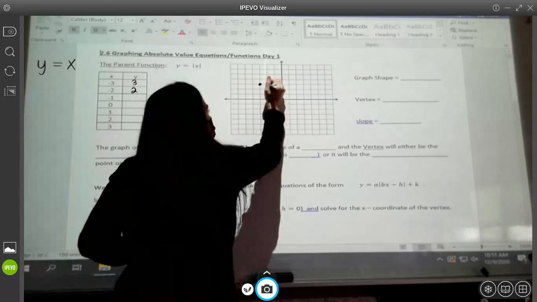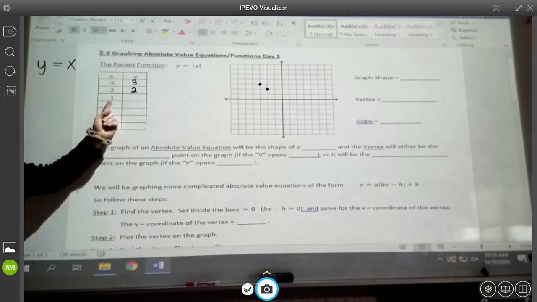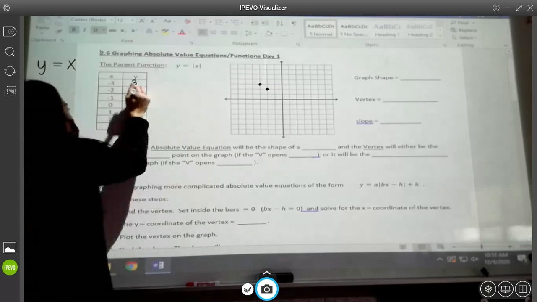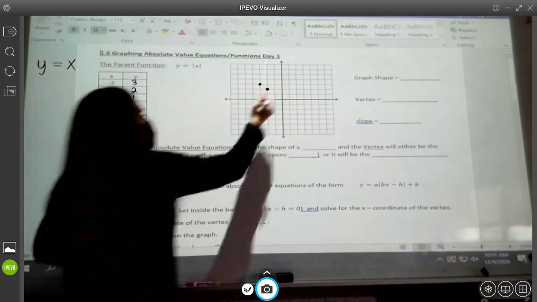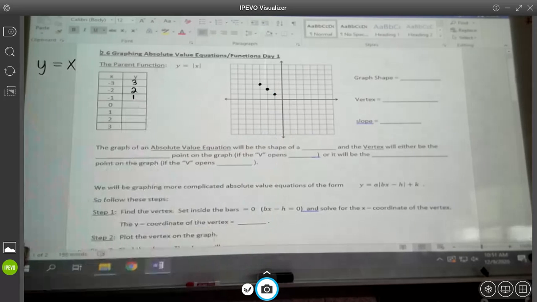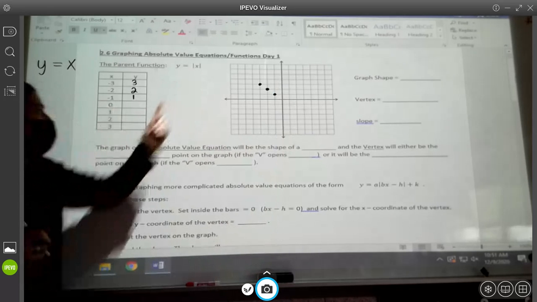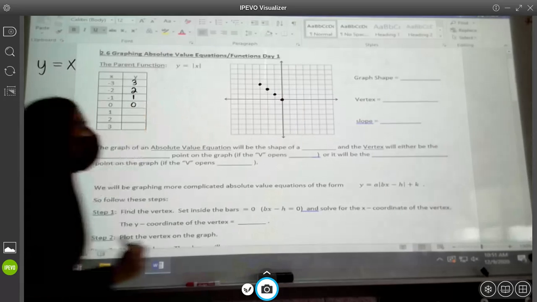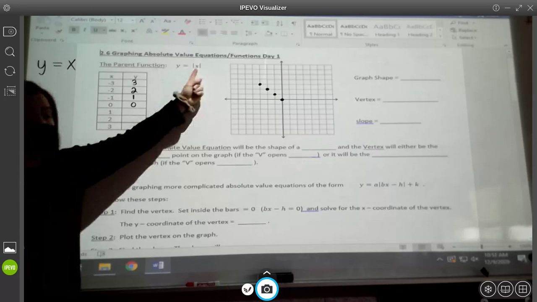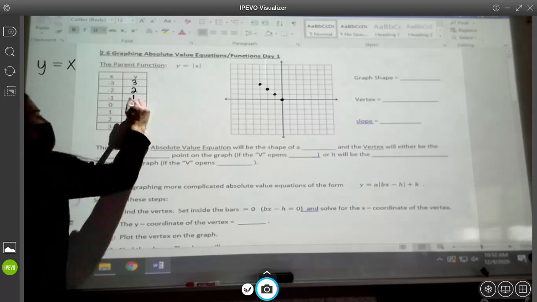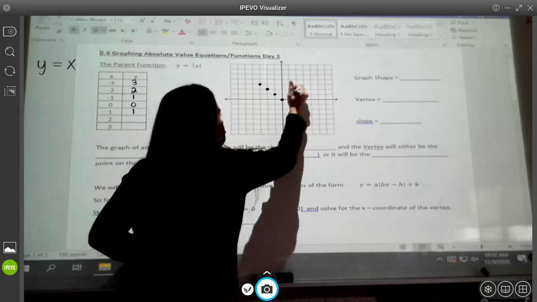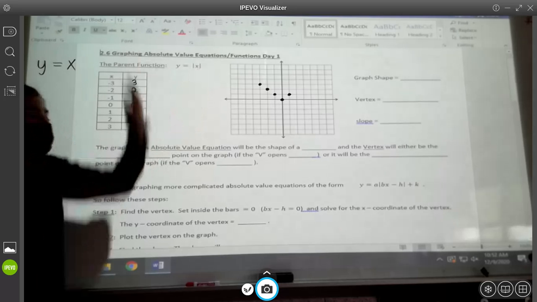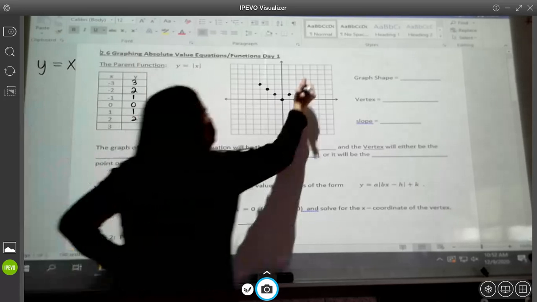All right, we're going to keep going. Plug in -1. The absolute value of -1 is 1. So that means the point (-1, 1) is on its graph. All right, now we're going to plug in 0. The absolute value of 0 is 0. So (0, 0) is on its graph. All right, plug in 1. The absolute value of 1 is 1. So now (1, 1) is a point on the graph. All right, 2. Absolute value of 2 is 2. (2, 2) is a point on the graph.